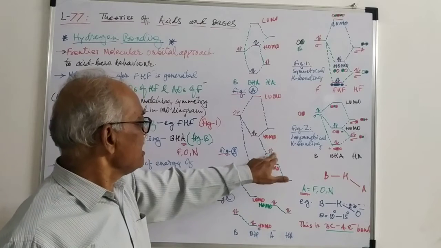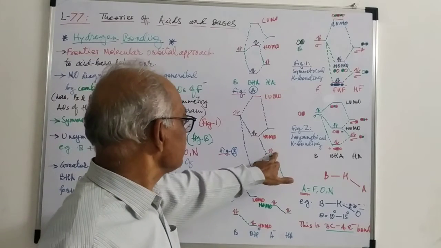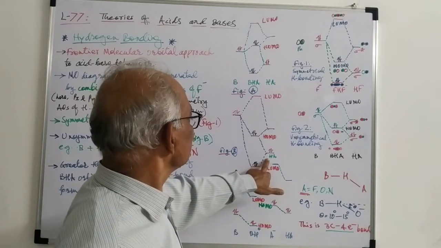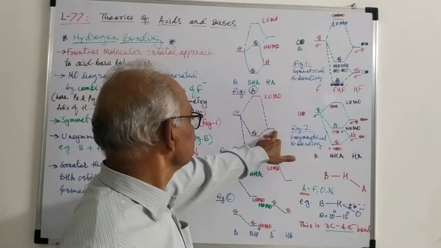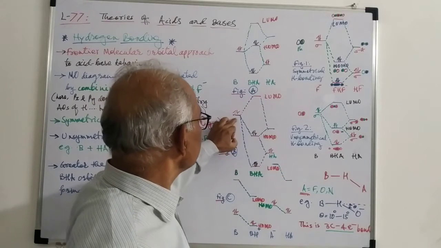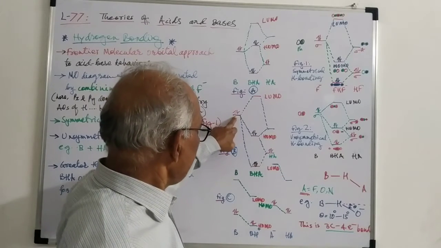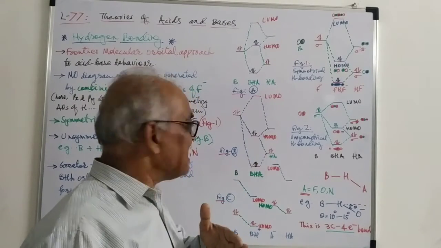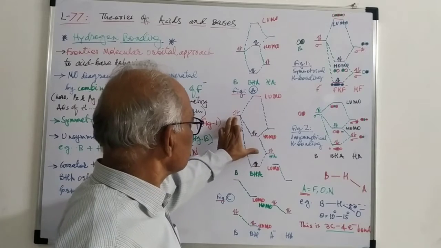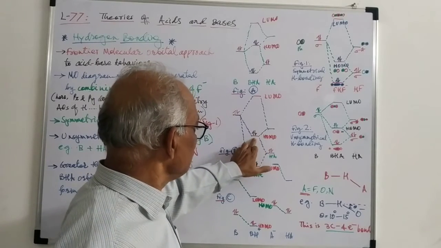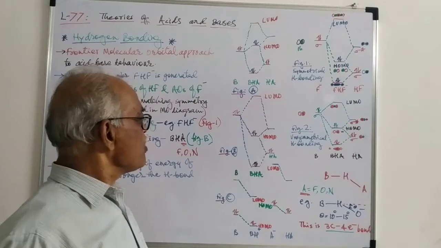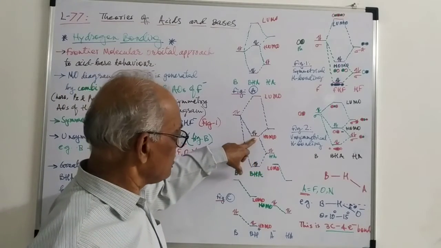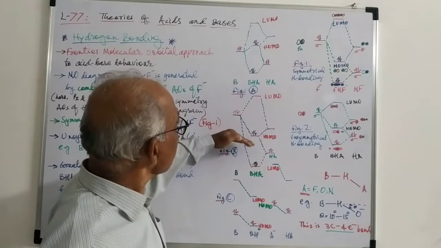So this HA has HOMO and this HA has energy much lower than this HOMO of HA. Similarly, this HOMO and this HOMO are separated by a large energy difference. So after a linear combination between them, there is formation of HOMO for BHA. So the energy of this BHA HOMO is lying much below compared to this.